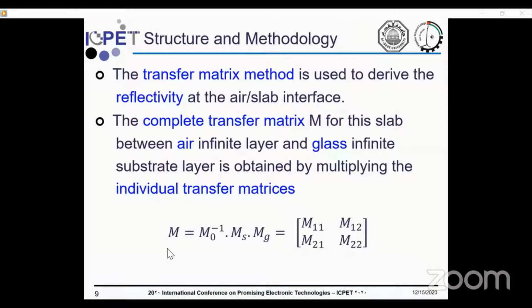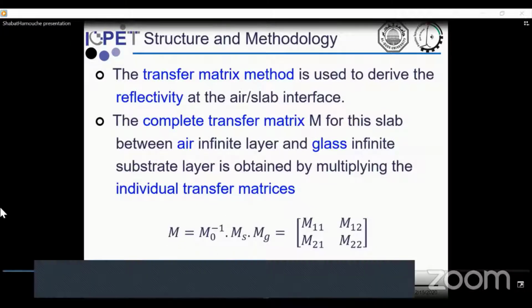The transfer matrix method is used to derive the reflectivity at the air slab interface. In this study, we focus on reflection. Transmission can be obtained from the reflection through the energy conservation law.